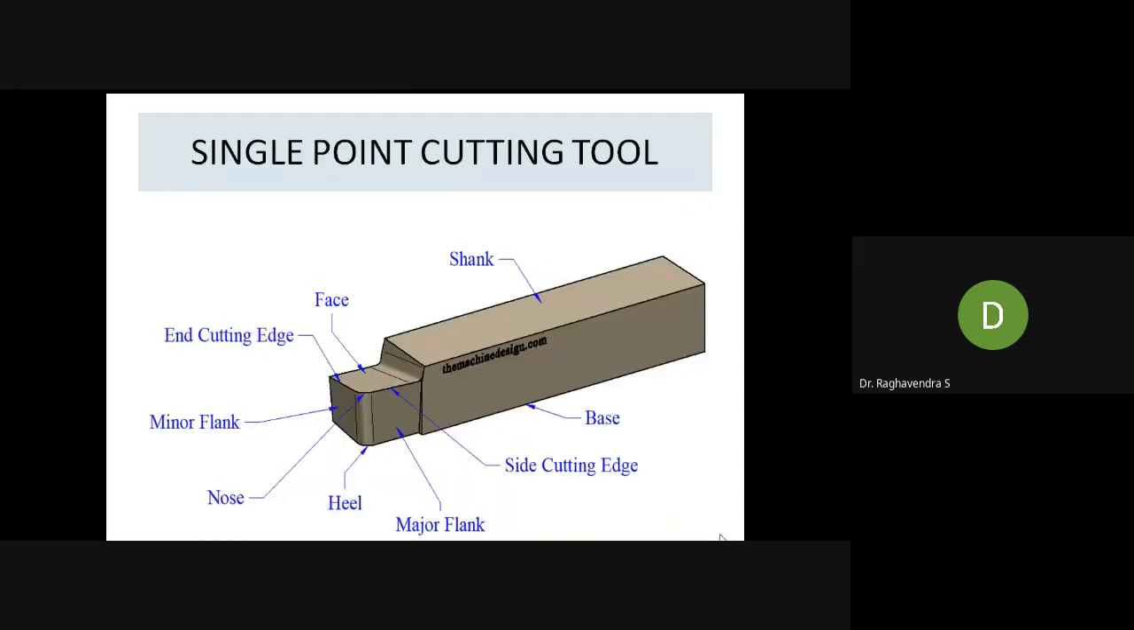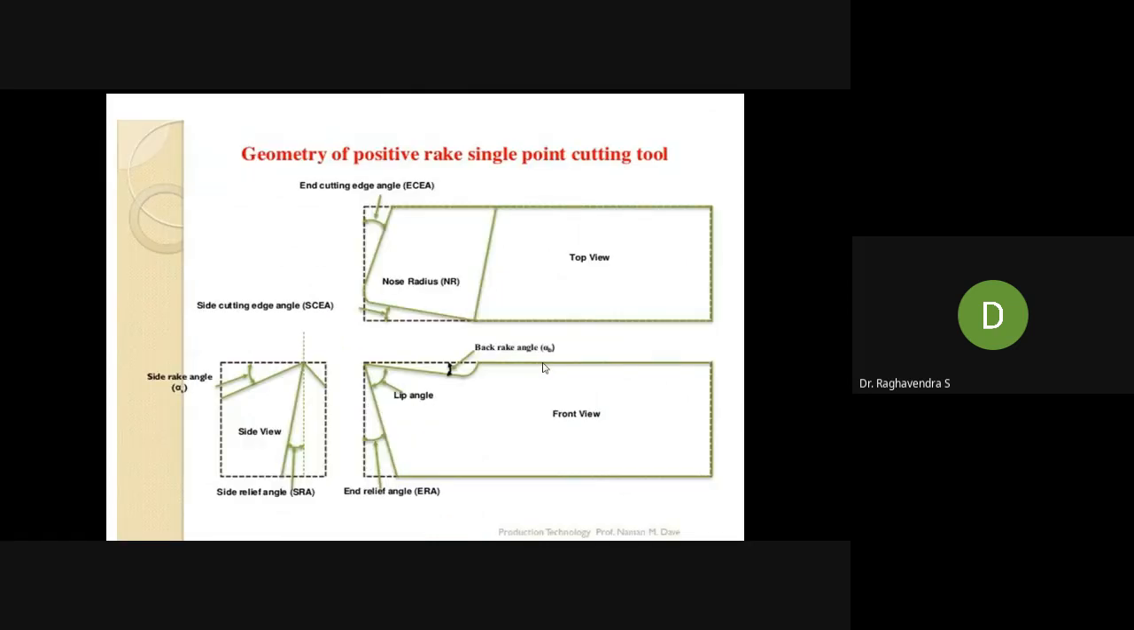I'll go to one more diagram. You can see the face, shank, base, cutting side, major flank, and cutting edge. Whenever the cutting edge touches the workpiece, whatever chips come, will flow over this U-shaped surface. This is the face. So whenever this touches the workpiece, the extra material will come out like this and flow over the face like this. Okay, this is the procedure.